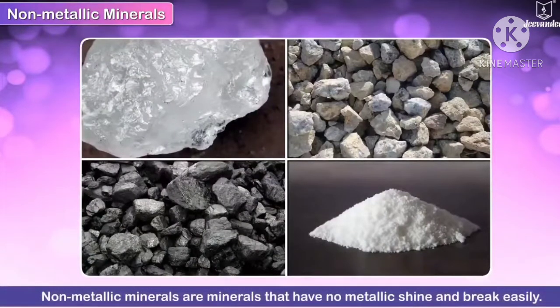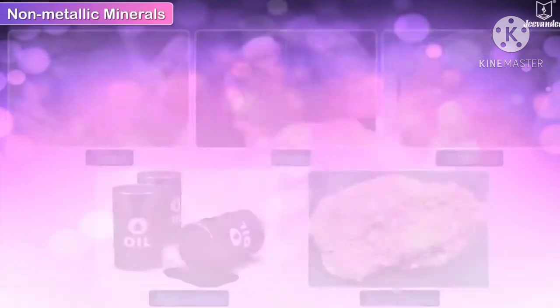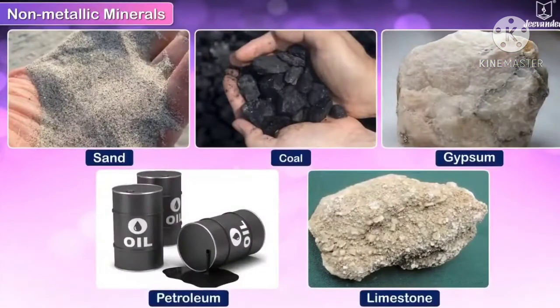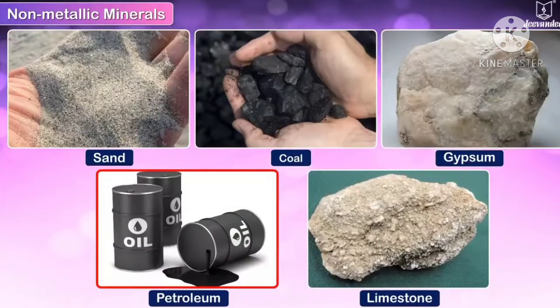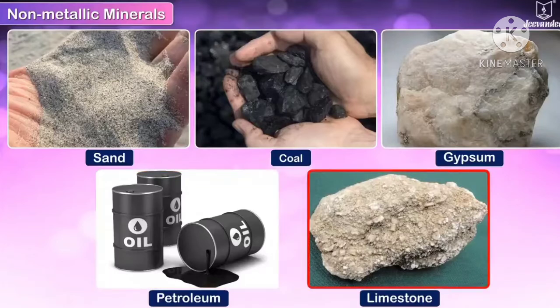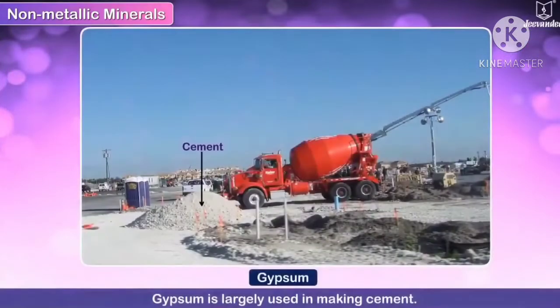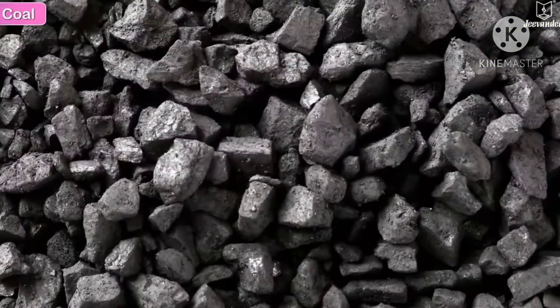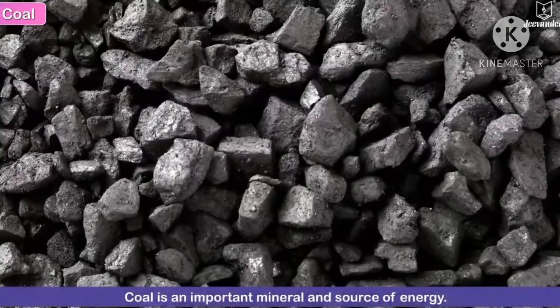Non-metallic minerals are minerals that have no metallic shine and they break easily. I don't know if you have come in contact with coal. Examples are sand, coal, gypsum, petroleum, limestone. Okay, when you touch these non-metallic materials, you see that truly they can break off easily. So gypsum is largely used in making cement. The cement we use in construction of houses and roads.